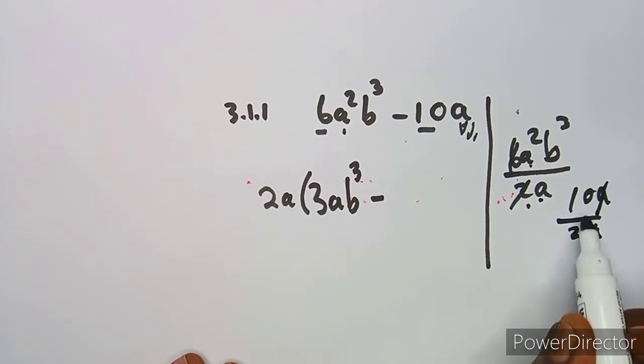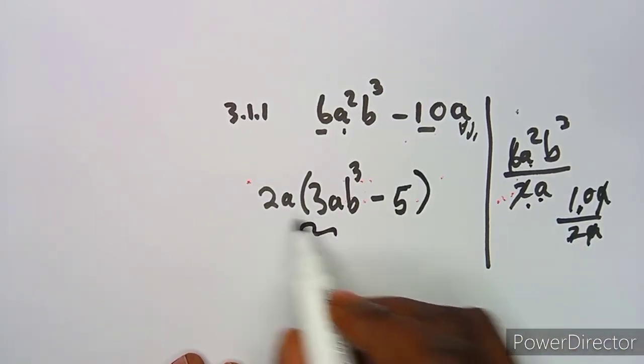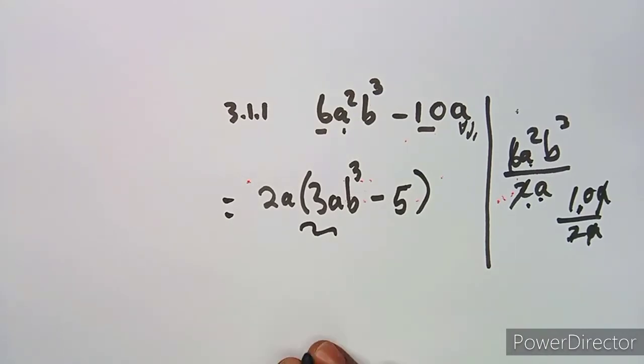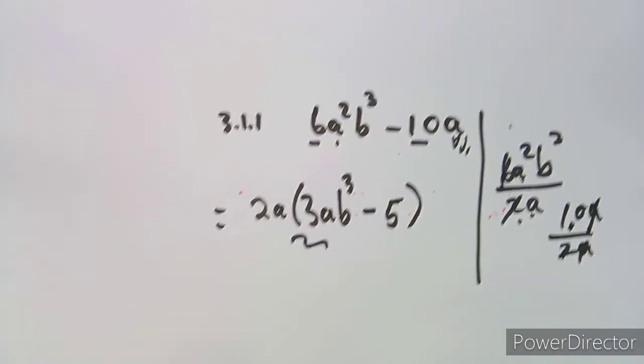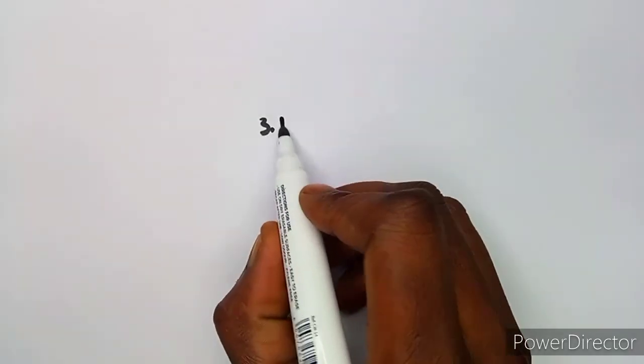So as you can see, a and a, it can cancel. 10 divided by 2, which is 5. So that is what you're going to have. So this one was just direct to the point. Just factor out the highest common factor, and the highest common factor is divided by the bracket, and you're given this condition. Now we've got 4 terms and we've got 4 marks for that.